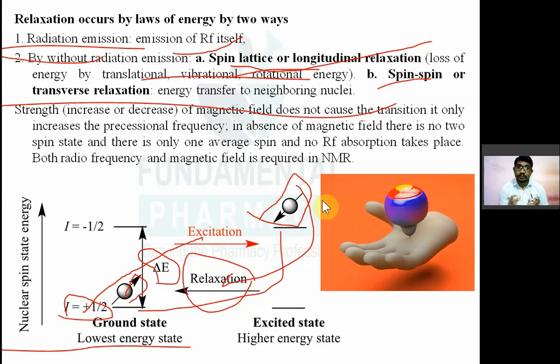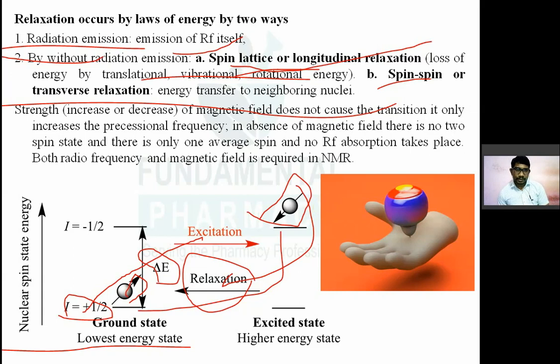It only increases the precessional frequency. And in the absence of a magnetic field there are no two spin states, there is only one average spin, and therefore no radio frequency absorption. So for NMR, both radio frequency and magnetic field are required.